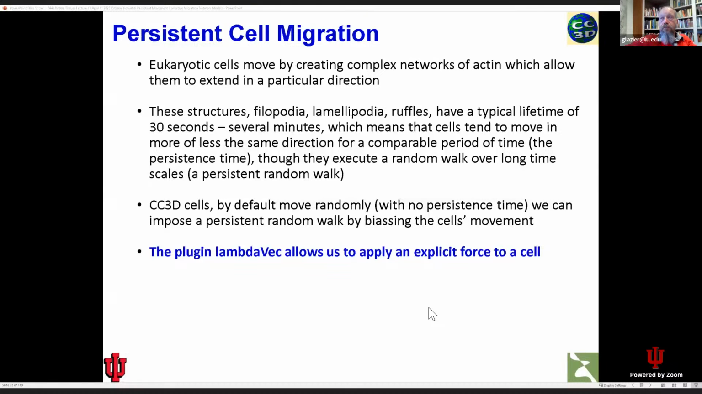a few minutes. And so that means that once a cell starts moving in a given direction, it tends to continue to move in that direction for some amount of time. Now, if your Monte Carlo steps are long, representing 10 minutes, then the direction at one Monte Carlo step and the next Monte Carlo step may be relatively uncorrelated. But if your Monte Carlo step represents 5 or 10 seconds, then there'll be a strong correlation between the direction a cell moves in at one time step and the next time step.